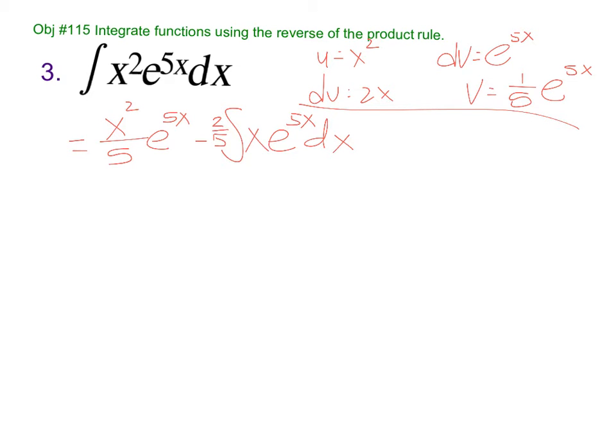All right. Do you have to do it that way? No, I just like doing it like that. All right, so now my u is x. My dv is e to the 5x again.